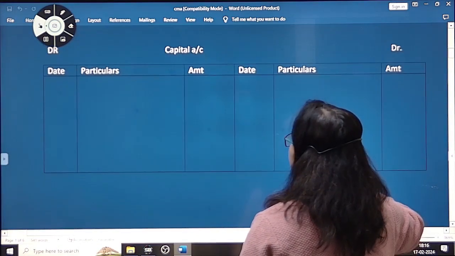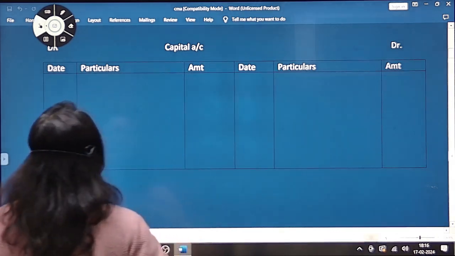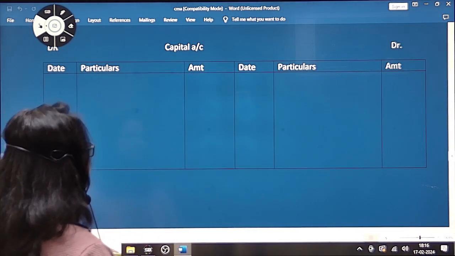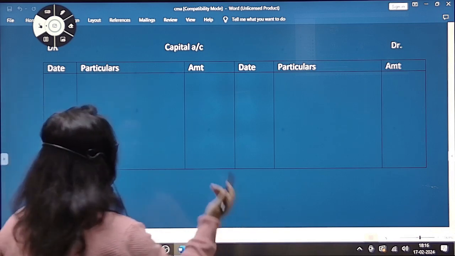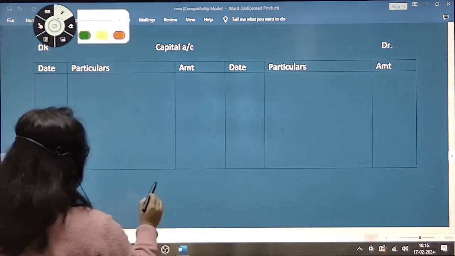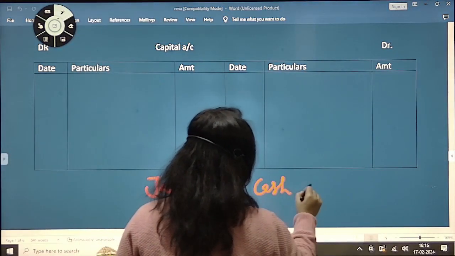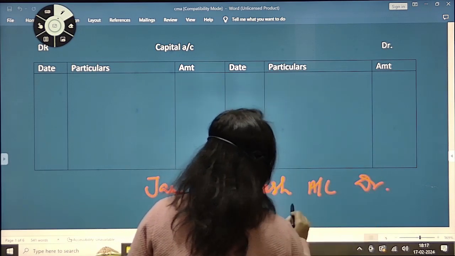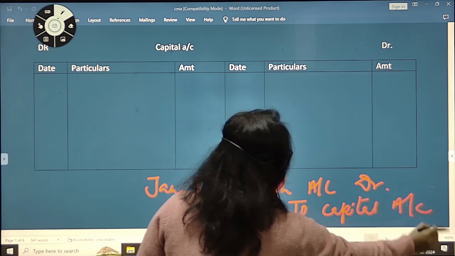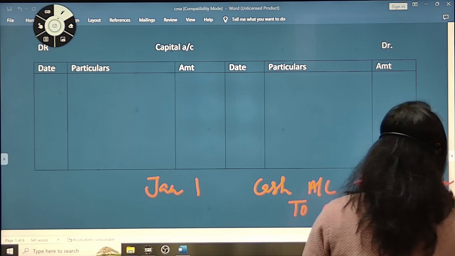Okay. So now we'll post to ledger. Ledger means we are preparing various accounts from the journal entries. So what was the first journal entry on January 1? Cash account debit to capital account. The amount is 2 lakh rupees, 2 lakh and 2 lakh.